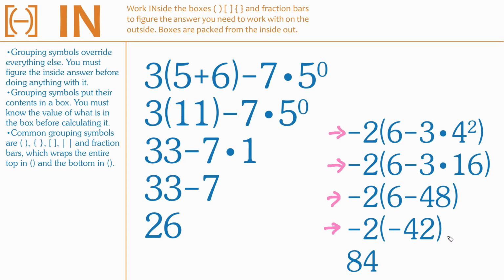Any functions? No. Any multiplying? Yes. -2 times -42 gives me positive 84. Oh, nothing to combine. Fine, you can skip a step, but notice I never went out of order. I did everything I needed to in order. And we also see that we had inside order of operations to follow. Then we come out and we follow order of operations from the beginning all over again.